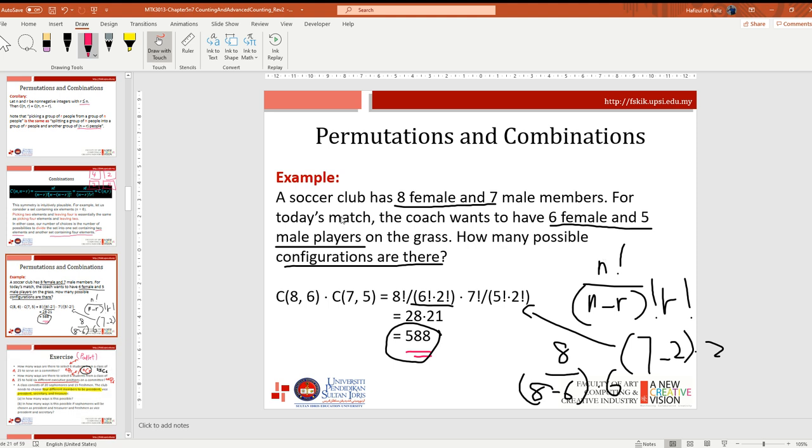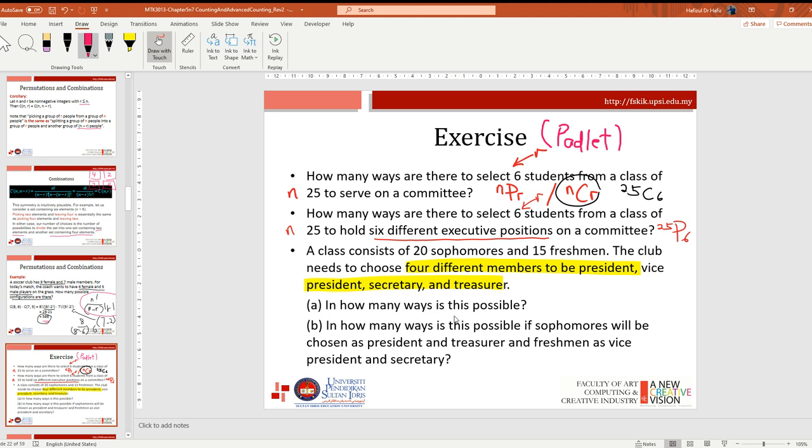Okay, another example: a soccer club has 8 female and 7 male members. For today's match, the coach wants to have 6 female and 5 male players. How many possible configurations are there? We have two combinations here, C(8,6) for female and C(7,5) for male. Based on this formula, we have 28 multiplied by 21, we got 588.